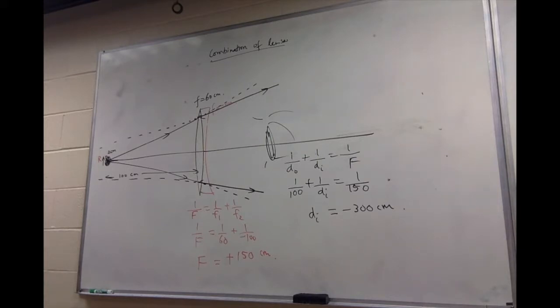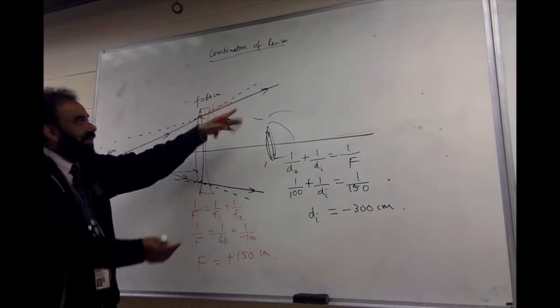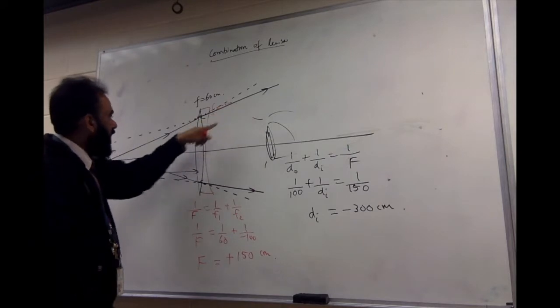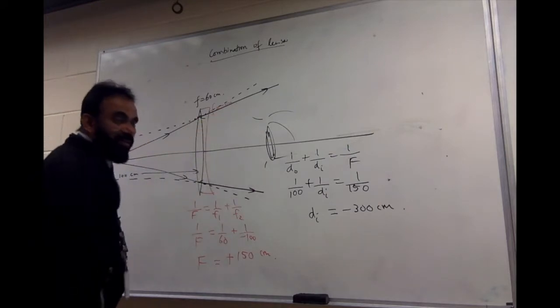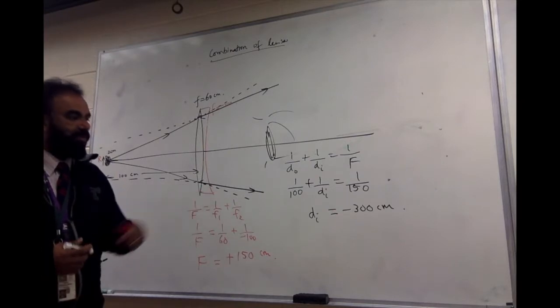300 centimeters away. So that's 100, 200, 300 images like this. And what image is that? Real or virtual? Virtual. So these two rays are diverging, and to the eye they appear to be actually coming from 300 centimeters behind this lens. And that's what you end up with.